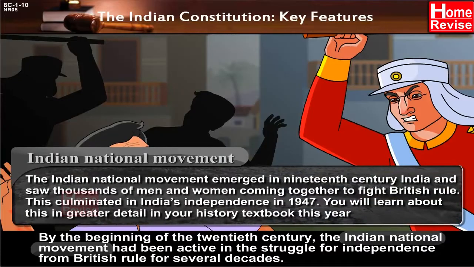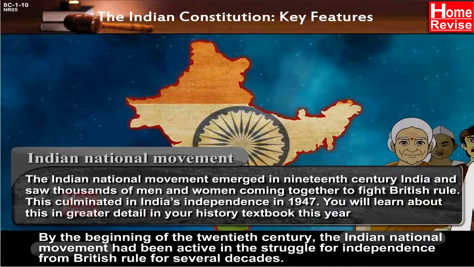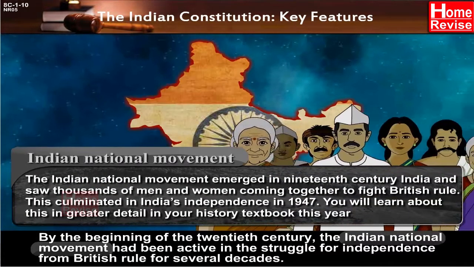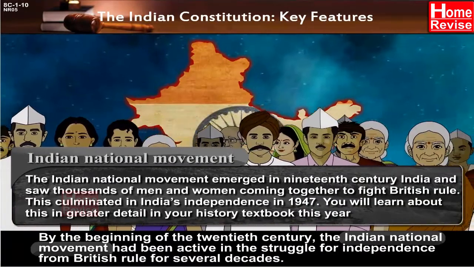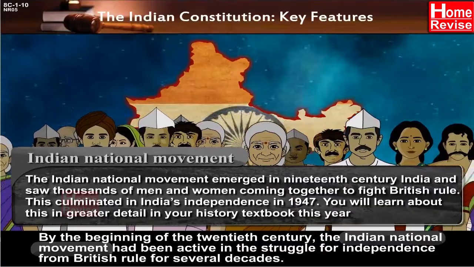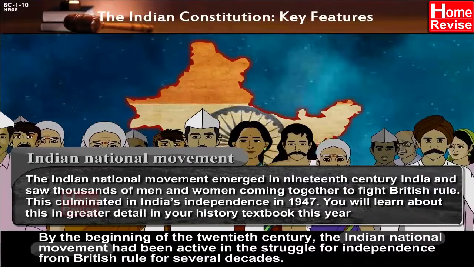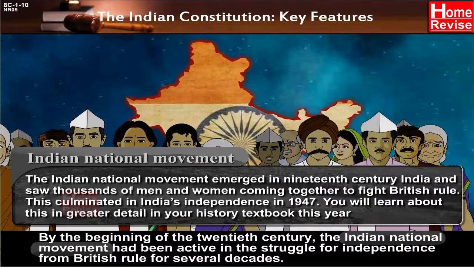Indian national movement. The Indian national movement emerged in 19th century India and saw thousands of men and women coming together to fight British rule. This culminated in India's independence in 1947. You will learn about this in greater detail in your history textbook this year.